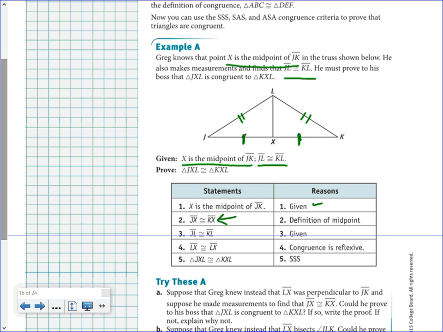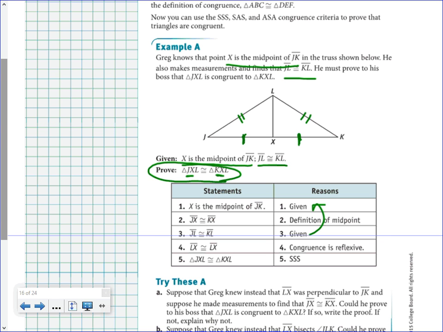The order does matter here. You can't say JX and XK. You have to say a specific order. If you're not sure what order, look here. JX, KX. They give it to you in the correct order in the prove statement. And so those are congruent by the definition of midpoint. Then they chose to put the other given in a separate step. I personally would have put both of them in step 1.